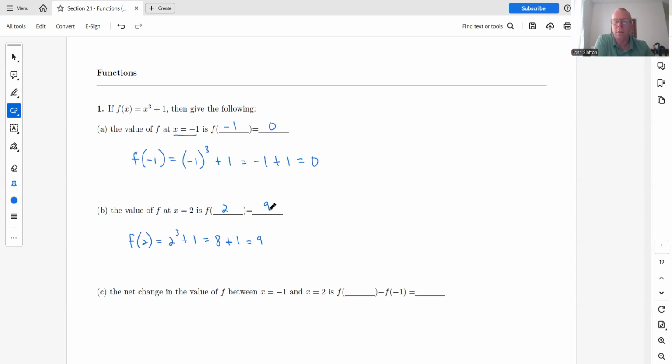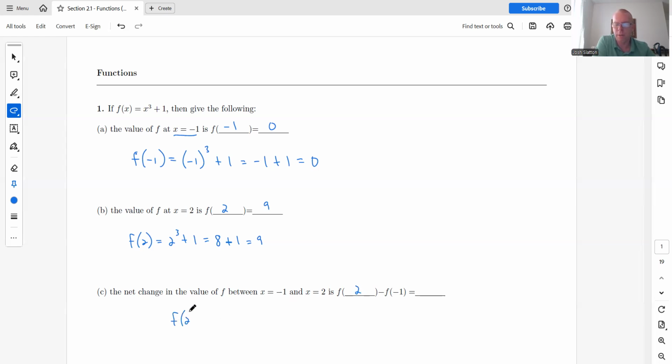All right, and then part C, we're looking for the net change in the value of f between x equals -1 and x equals 2. So essentially what this is asking is, how much is the y changing over that interval of x's? So a function takes an input and gives an output. So if we look at these two inputs, we're going to figure out the difference. How much did it change over that interval? So this would be f of 2 minus f of -1.